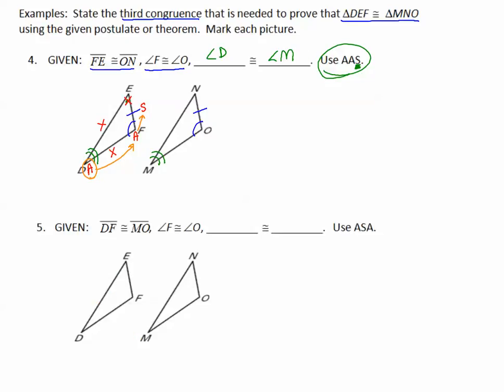Let's see how that is different from this one. Given that segment DF is congruent to segment MO, and angle F is congruent to angle O. This time, we want to use angle, side, angle. So here's an angle, here's a side. I need the angle that comes right after that side. It's going to be that angle. So see how I have an angle mark, a side mark right after it, and an angle mark right after. That's the included side. So it was angle D and angle M.